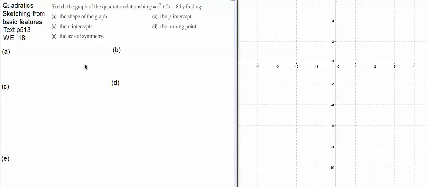So in this video we learn how to draw the graph of a quadratic by first of all finding some key features of the graph. So for this quadratic y equals x squared plus 2x minus 8, let's look at these features.